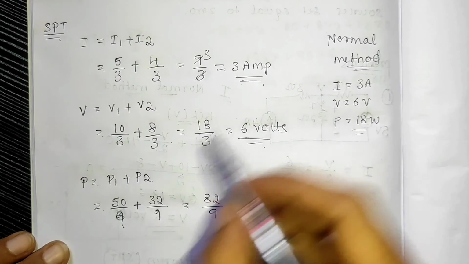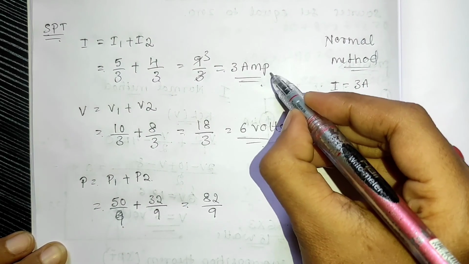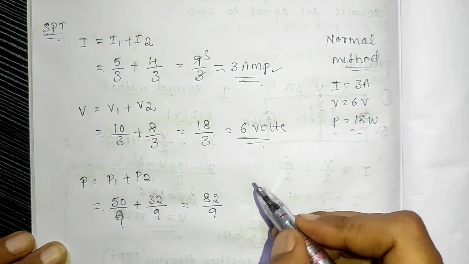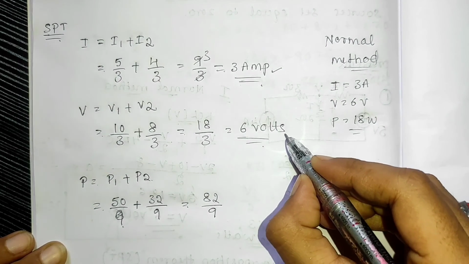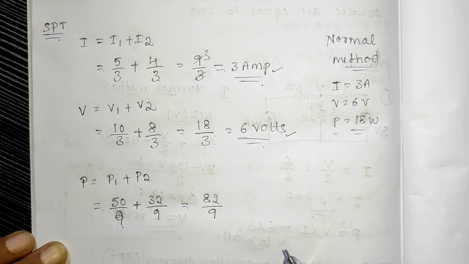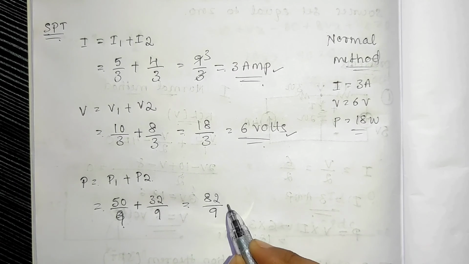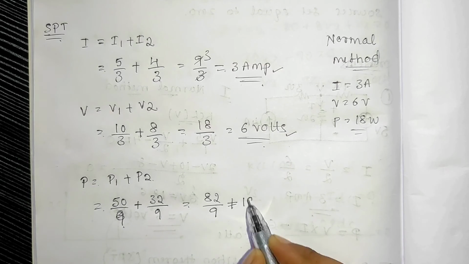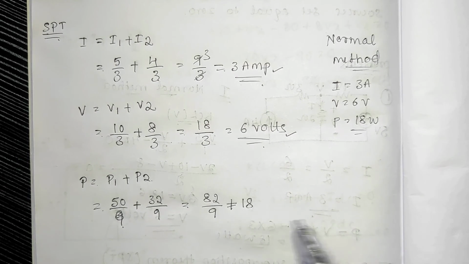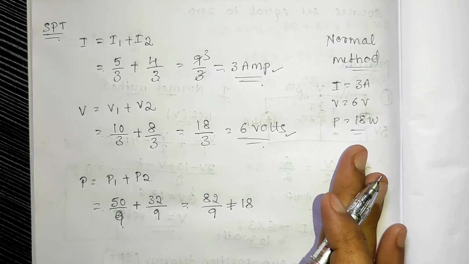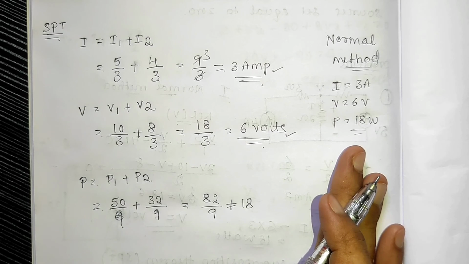Okay, here by using the superposition theorem, you got the 3 ampere current value and the 6 volt voltage value, but here the power value is 82 divided by 9, that is not equal to the 18 watt. Okay, so here the superposition theorem is applicable to the linear network.